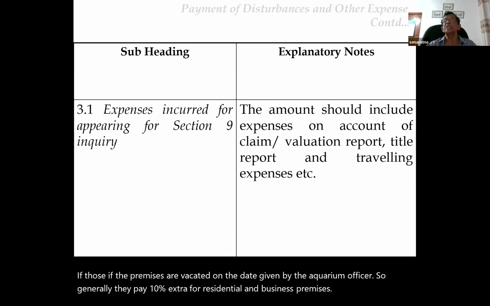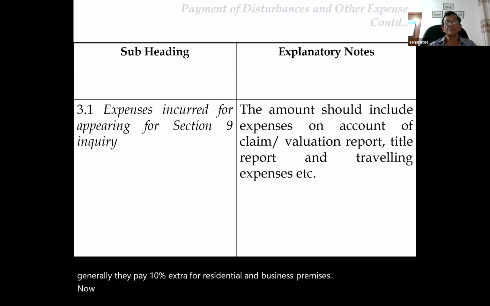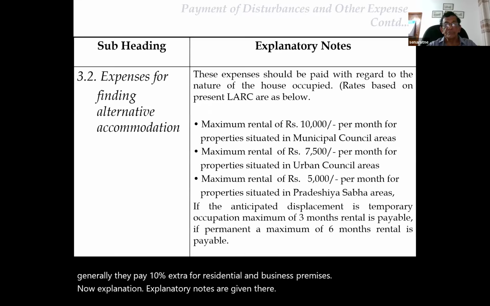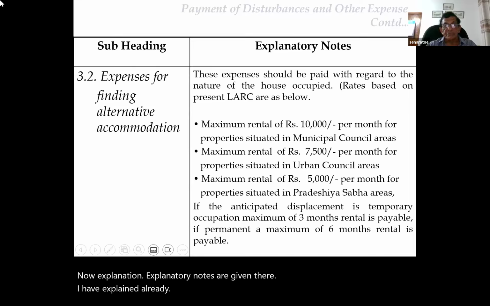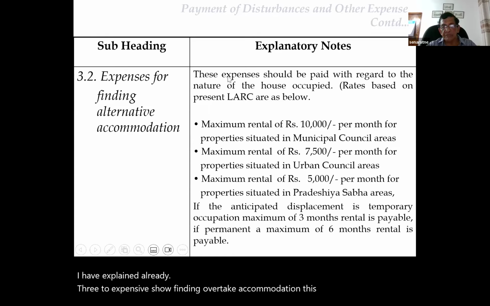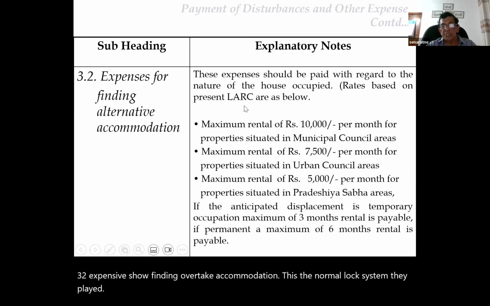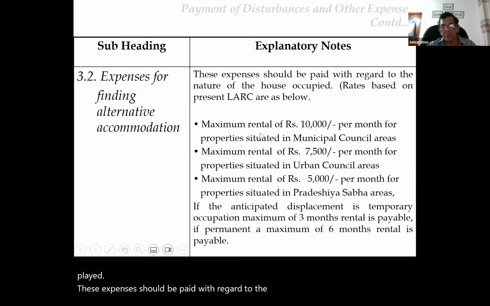Now explanatory notes are given there. I have explained already. 3.2 expenses for finding alternative accommodation. This is the normal LARC system they paid. These expenses should be paid with regard to the nature of the house occupied. Rates based on present lot are as below.